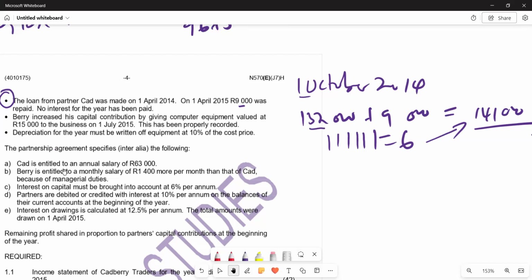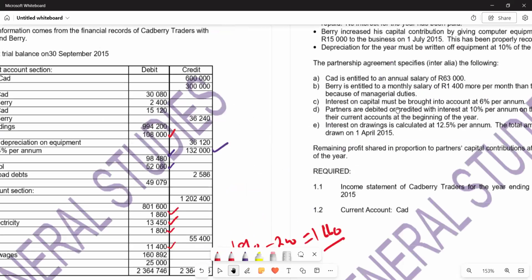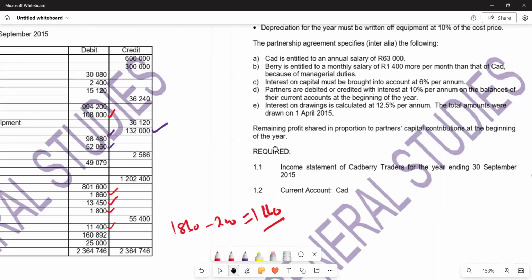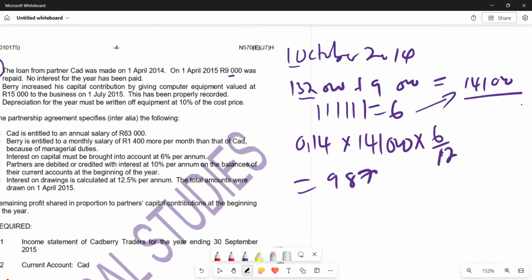So we go back to the question to check the percentage that is being used for the loan. The rate on the loan is 14%. So we come here, we say 14% as a decimal is 0.14. We multiply by 141, that is before the repayment, and it was for 6 months, which is 6/12. We do that, we see that the answer that we are supposed to get there is 9,870. That was the interest before repayment.